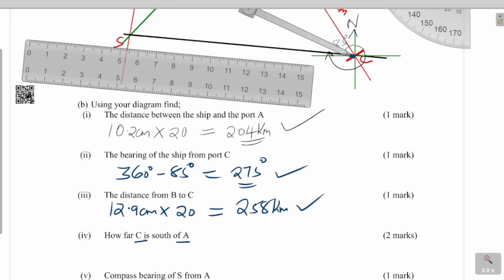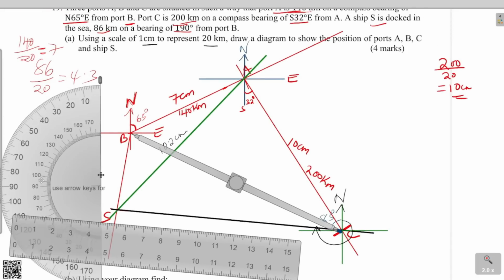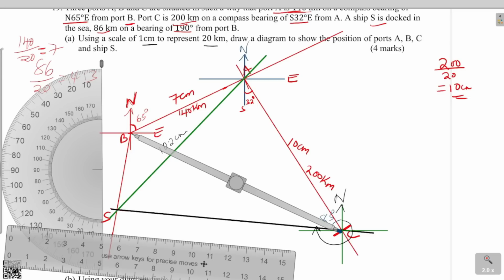Then how far C is south of A? That is part 4. To do that, this is what you're going to do. You're going to extend this straight line that is here, and then look at this north here. You're going to extend that one as well, the north straight. Wherever the two lines meet, at this point, this distance here shows how far C is south from A.